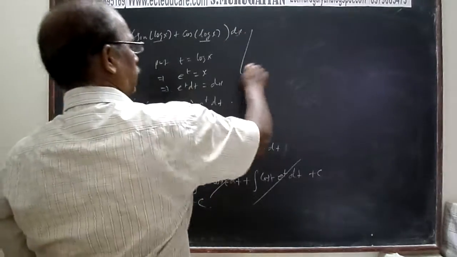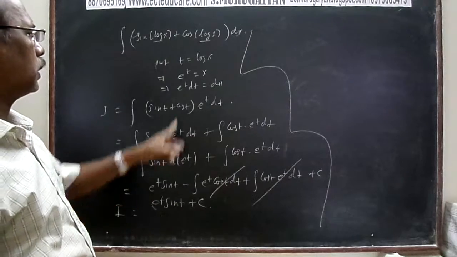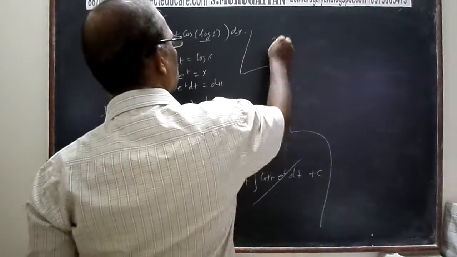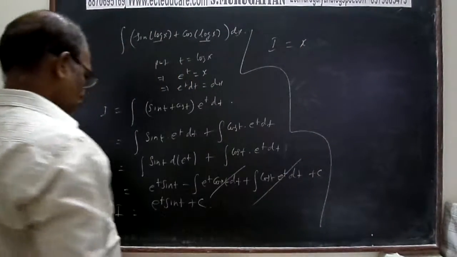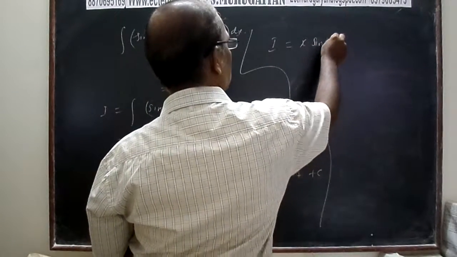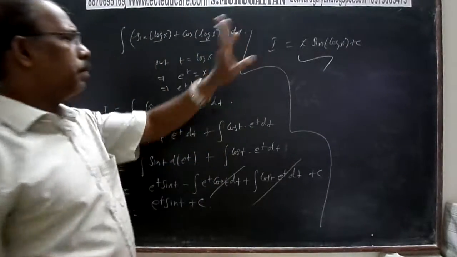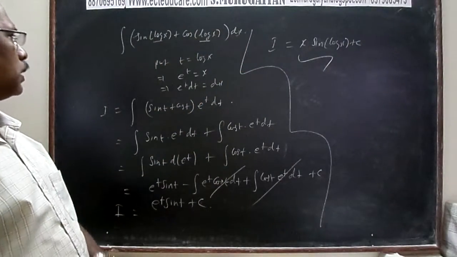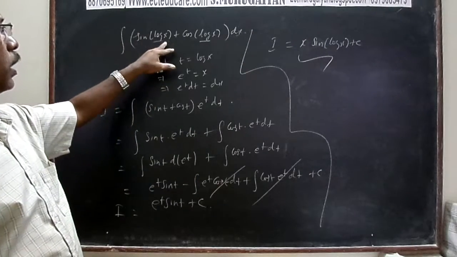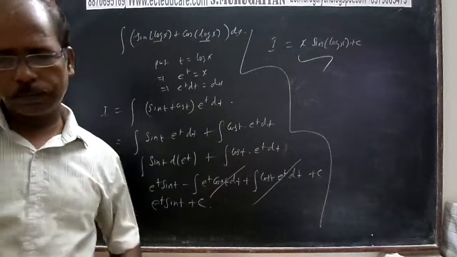But the final answer should be in terms of x. Then what is e power t? E power t equals x, and sin of t is nothing but sin of log x, with the integration constant. So this will be the final answer of the question, integral of sin of log x plus cos of log x dx, so go through it.